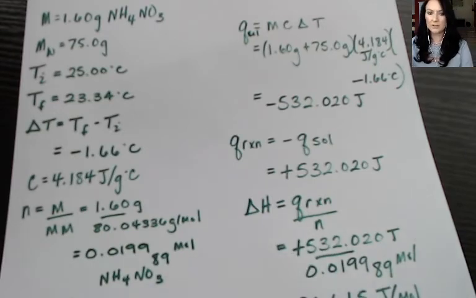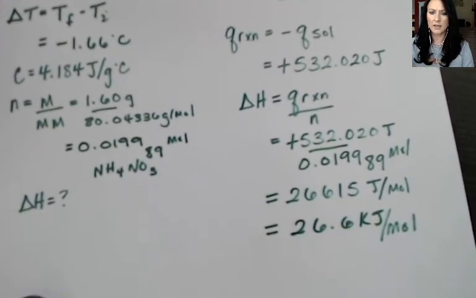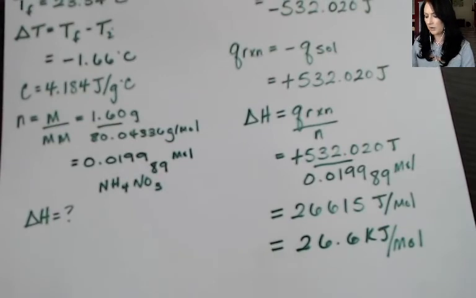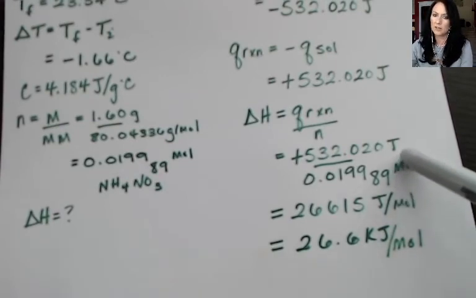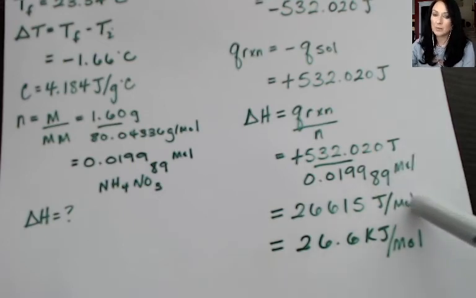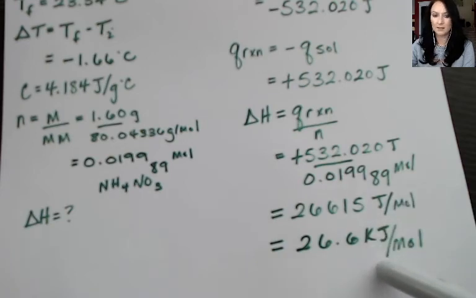And then the last calculation is delta H. Delta H is Q divided by n. And you can see it's quite a large value, 26,615, because this is in joules again, right? Because my Q is in joules. Delta H is typically reported in kilojoules per mole. And a very easy way to do this, obviously, is to divide by 1,000 to get this into kilojoules, but doing this also takes care of my significant figures.